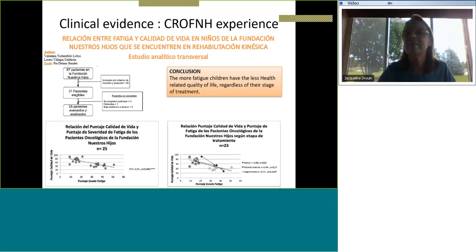Now, our second study involves cancer-related fatigue and quality of life. It was concluded that the more fatigued the child is, the lower quality of life they perceive. They use both the fatigue scale by Hockenberry and Hinz and the pediatric quality of life scale, which is validated in most countries, and you can receive it for free online.